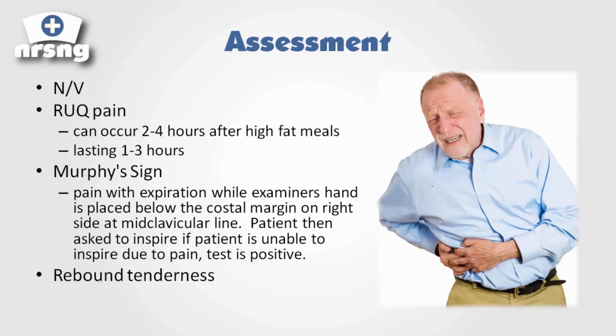So what we're going to assess in our patient who has cholecystitis is they're going to experience nausea and vomiting. Now that's not very indicative of much. So along with that nausea and vomiting, they're going to have right upper quadrant pain, right near their liver, and it will generally occur 2 to 4 hours after high-fat meals. Again, the gallbladder releases bile to help digest fats. So after eating a high-fat meal, the gallbladder is stimulated, and that causes the right upper quadrant pain. This pain can last 1 to 3 hours.